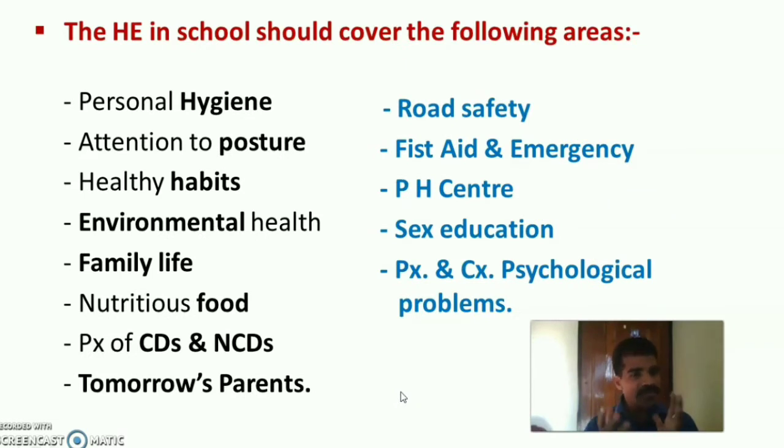Health education or health awareness programs in the school should cover the following areas: personal hygiene, attention to the posture of the students, healthy habits, environmental health, family life, nutritious food or balanced diet, prevention of communicable diseases and non-communicable diseases, tomorrow's parents (today's children are tomorrow's parents), road safety, first aid and emergency, the primary health center and its functions, sex education, and prevention and control of psychological problems among school children.